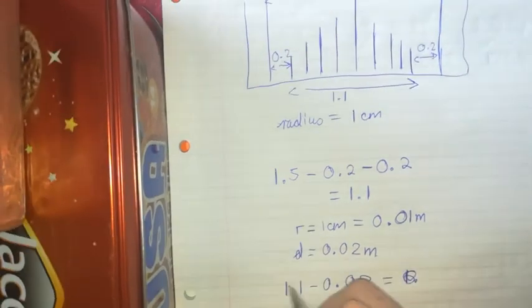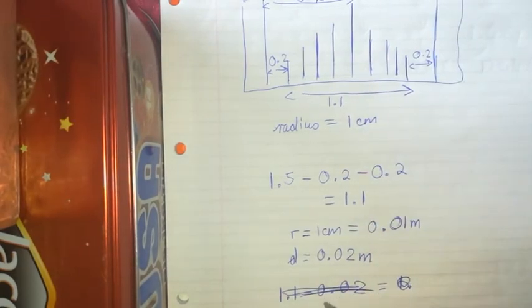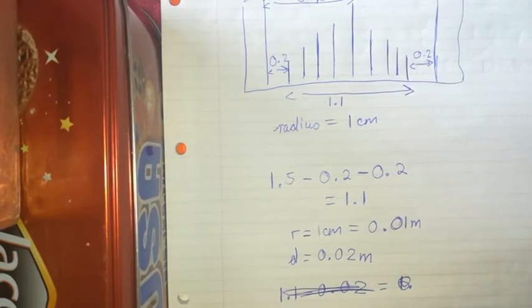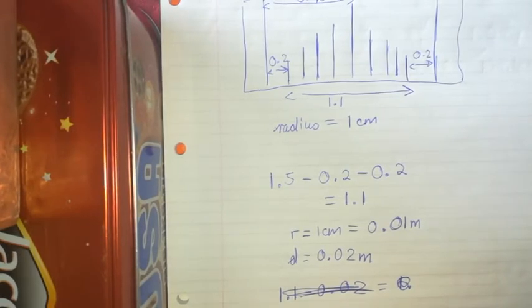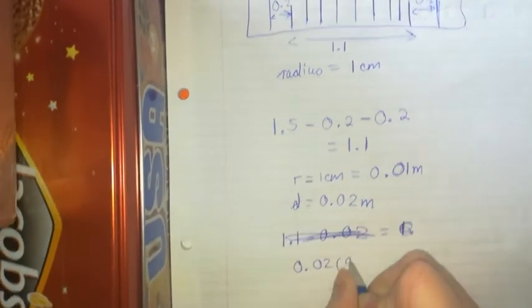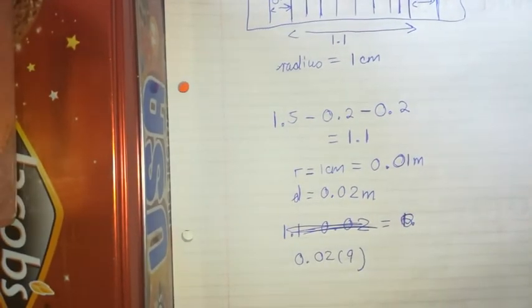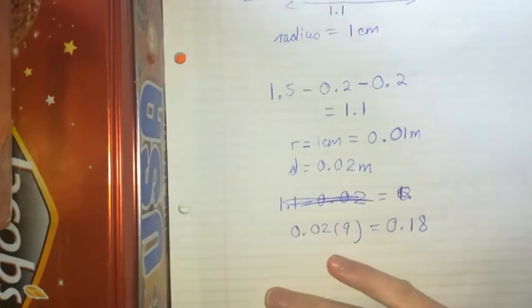So I actually have to count the bars: 1, 2, 3, 4, 5, 6, 7, 8, 9. So I have 9 bars. So I have to multiply 0.02 by 9 to find out how much the bars take up, and then I get 0.18. So that's the space the bars take up.